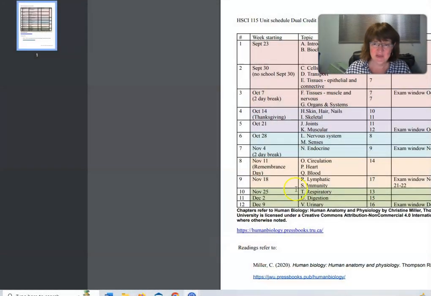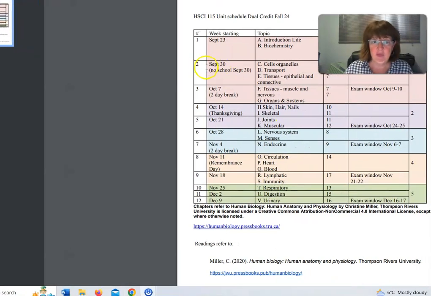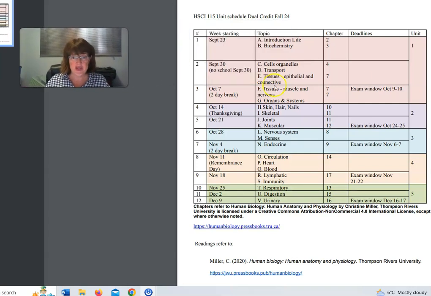Let me show you where we're at here with the schedule. So far, let me just move this over. There we go. So far, we are now starting week 3. So we've done topic A, life, topic B, biochemistry, topic C, cells, D, transport in the cells, E, epithelial and connective cells. Now we're going to look at F, which is muscle and nervous tissue, and then G, which is a short unit on organs and systems.